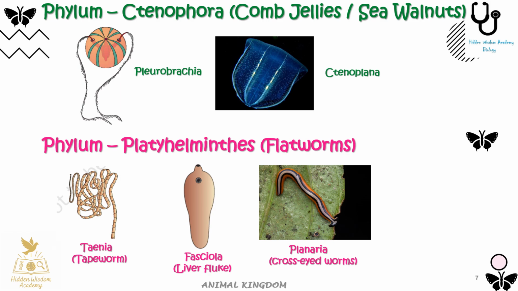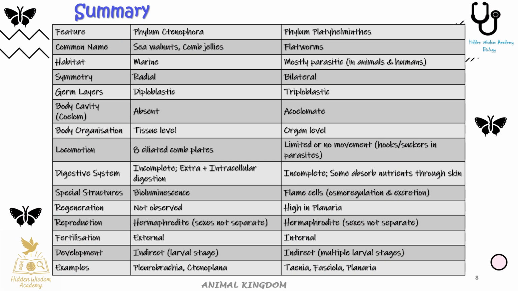Let's quickly revise phylum Ctenophora and Platyhelminthes. Let's begin with ctenophores, which are also known as sea walnuts or comb jellies. While platyhelminths are flatworms, ctenophores are marine animals. Flatworms are mostly parasitic, found in animals and humans. Ctenophores show radial symmetry, whereas platyhelminths show bilateral symmetry. Ctenophores are diploblastic, while platyhelminths are triploblastic.